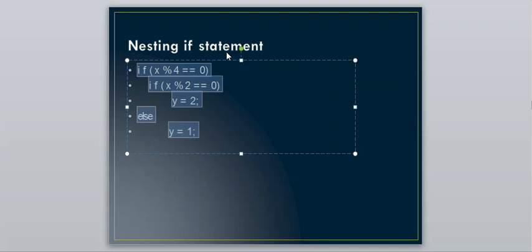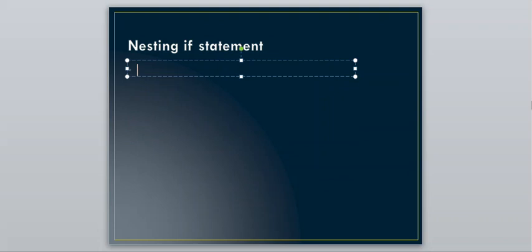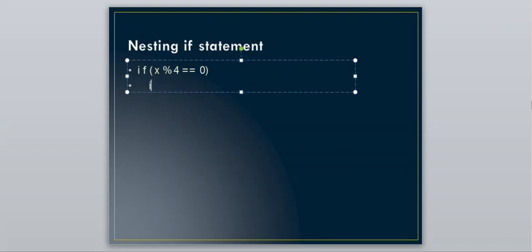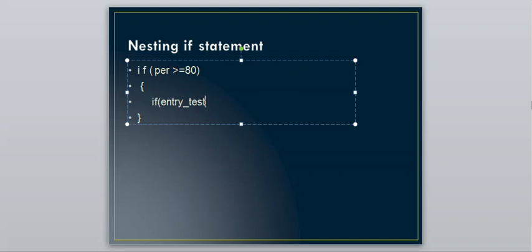If your last exam's percentage is greater than or equal to 80, then inside the curly braces of the if, again check if the student passed the entry test. Please consider these two as variables. This one, percentage, is a variable, and this entry test is also a variable.